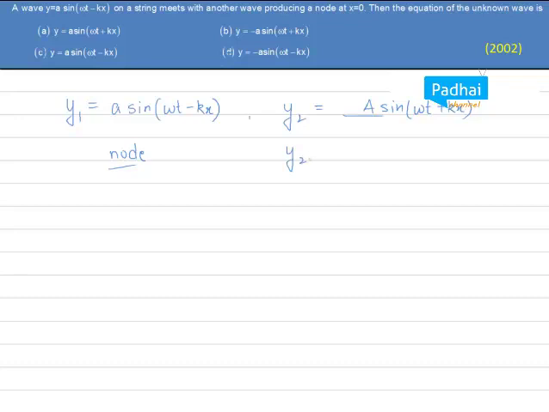Let us first of all take down the answer and see if a node comes at x equal to 0 or not. Let us assume that the equation is y equal to a sine omega t plus kx. So the net equation will be given by y1 plus y2, which will be A into sine of omega t minus kx plus sine of omega t plus kx.